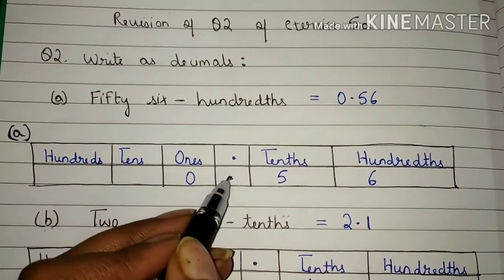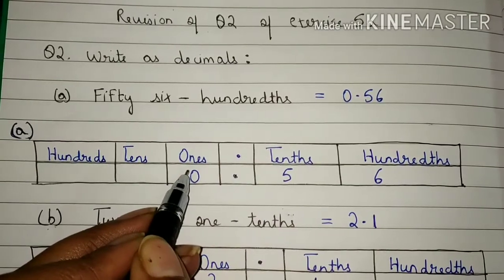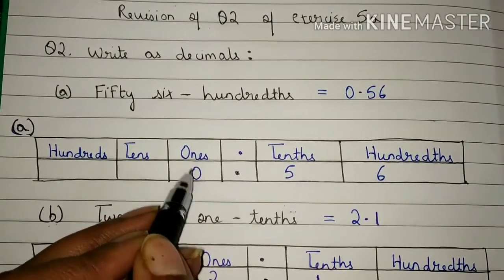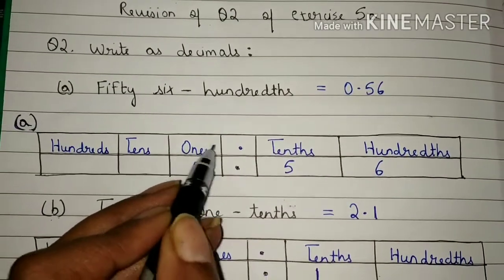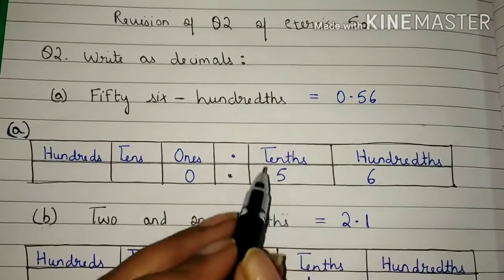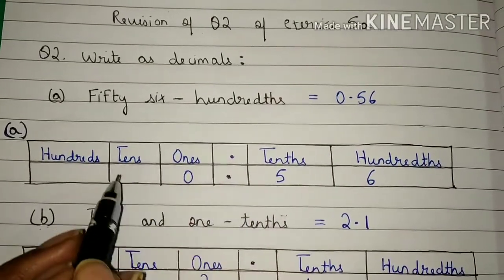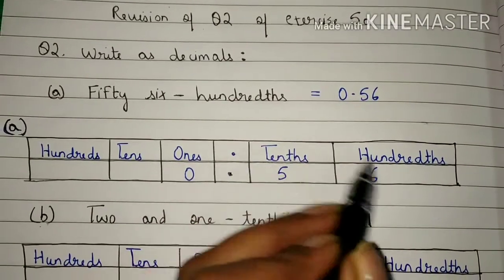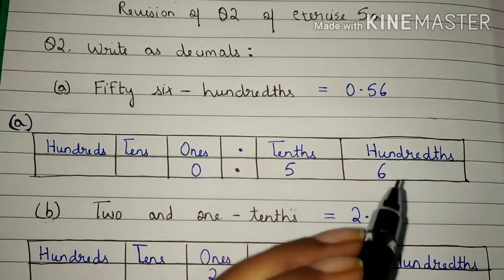Now students, before the decimal point, number name is not given to you. So you will write 0 at ones place. So students, 0.56 is your answer and we will read as 56 hundredth.